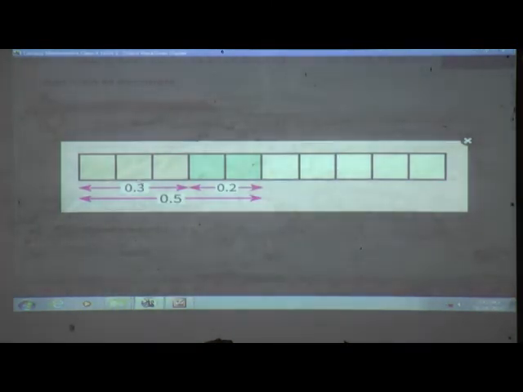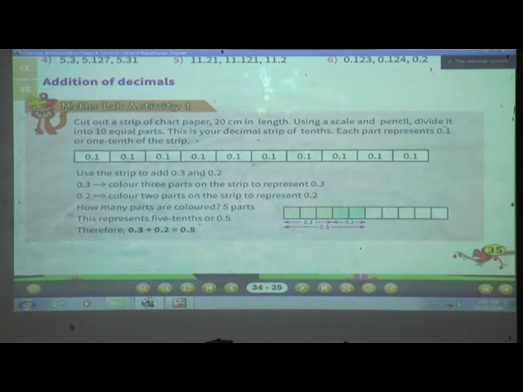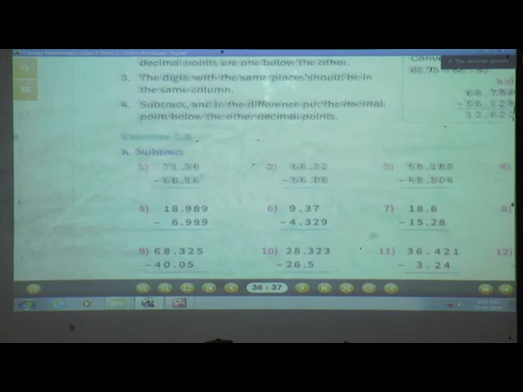So when you color first 3 parts, then 2 parts, how many parts together have you colored? How many parts are colored? Count. 1, 2, 3, 4, 5. Means 5 parts are colored. So this represents 5/10 or 0.5. Therefore 0.3 plus 0.2 is equal to 0.5. Clear till here? Yes, very good.